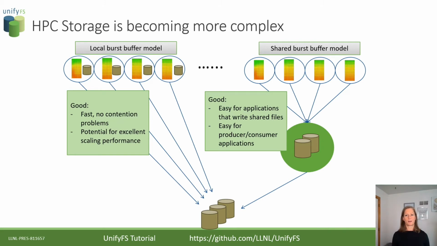For the shared burst buffer model, if you think about it, a shared burst buffer is kind of like a mini parallel file system. So it's a single shared mount point. And that means it's really easy for applications that use shared files or for producer-consumer applications. And by producer-consumer, I mean coupled applications that communicate through data files. The classic example of this is a climate model, where maybe you have an ocean component that outputs a file that is read in by the atmosphere component.